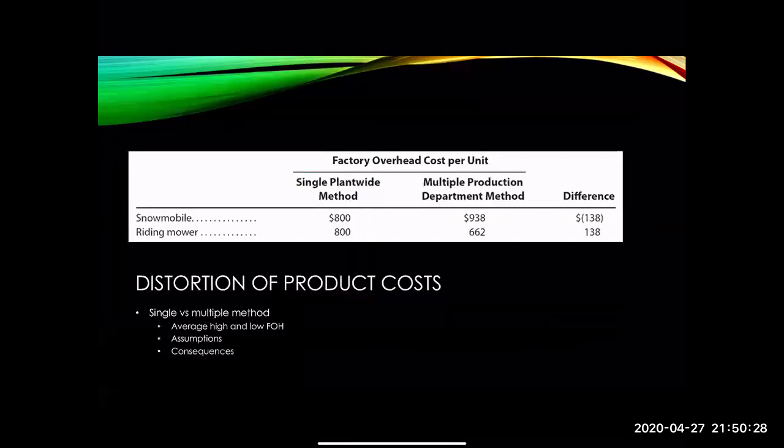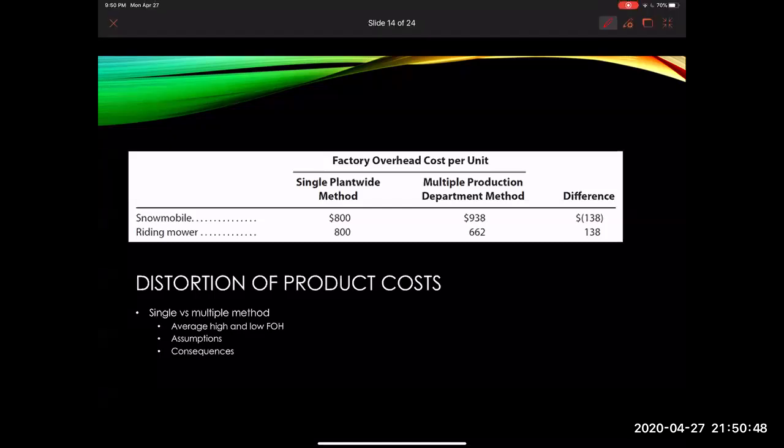All right, so hopefully that made sense to you, but for a second, I want to spend a little bit of time talking about the distortion of product costs when comparing both methods, okay? So if I'm comparing a single plant-wide rate method to the multiple method, in this picture, you can see right now that we have some distorted or some differences in the method, right? Maybe if you go back to a prior video, we had come up with $800 per product, right? And now for the multiple production department method, we've come up with separate numbers, right?